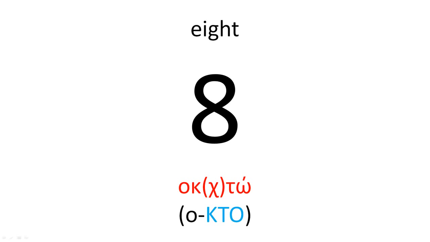Next, we have 8, which in Greek is translated as οκτώ. Οκτώ. Like in the case of 7, οκτώ can be written in two different ways. The first one is with a kappa, and the second one is with a chi. Both ways are correct, and if you ever visit Greece, you will hear both ways.